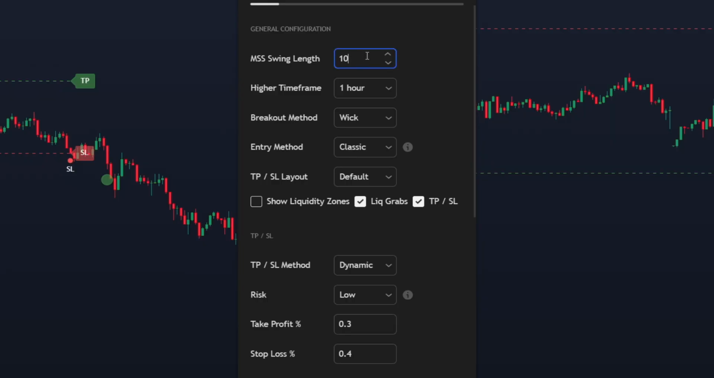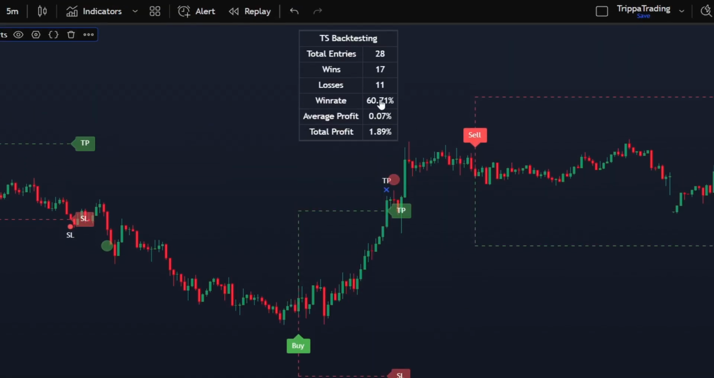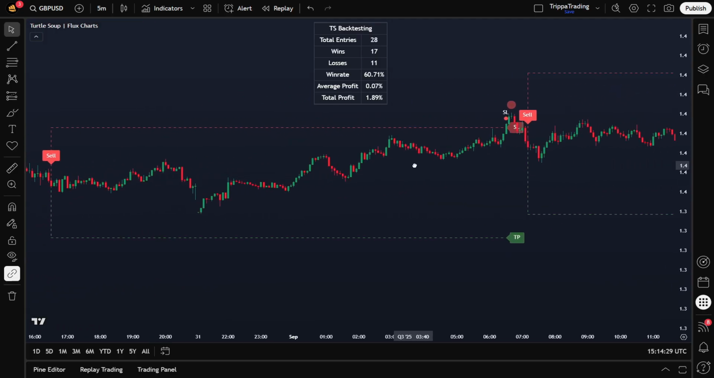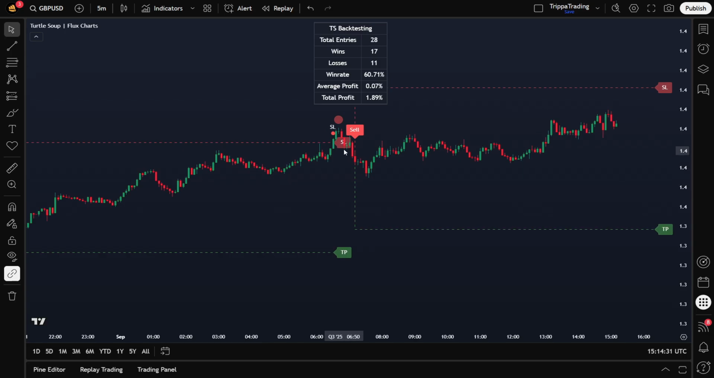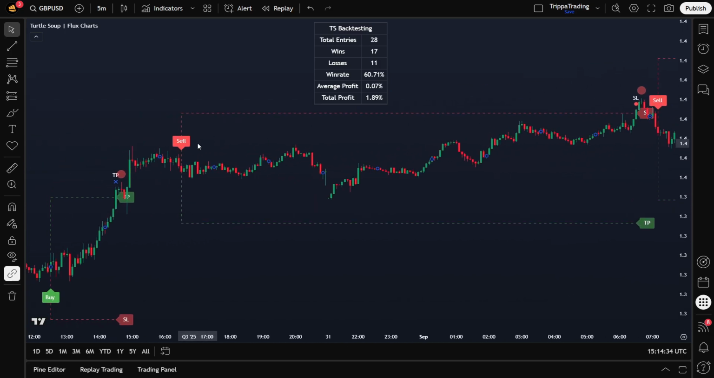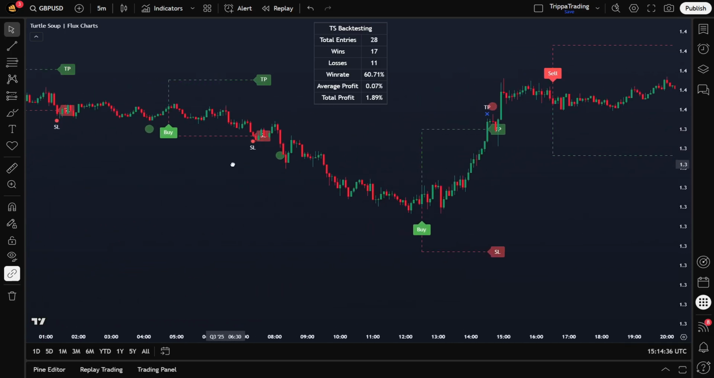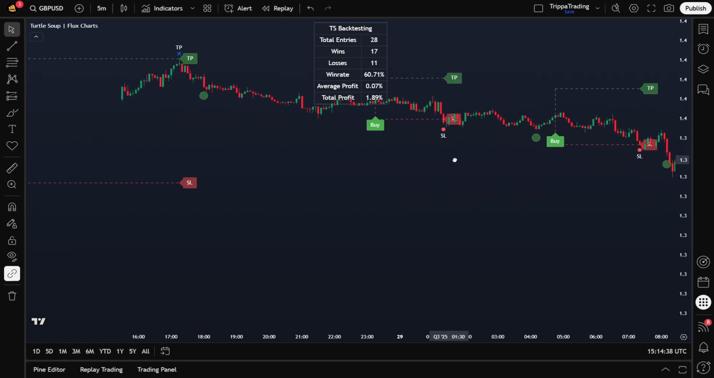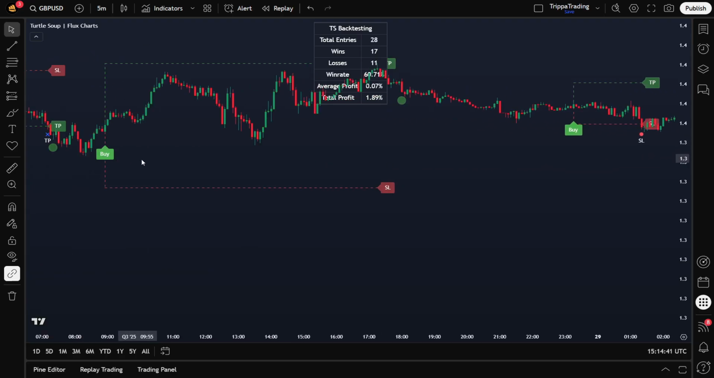Change the MSS swing length to 16. With that small tweak, the win rate jumps up to around 60%. That's a big difference just from one change. You'll see the chart showing clean buy and sell signals with built-in stops and profit targets. It makes the turtle soup concept much easier to trade without second-guessing.